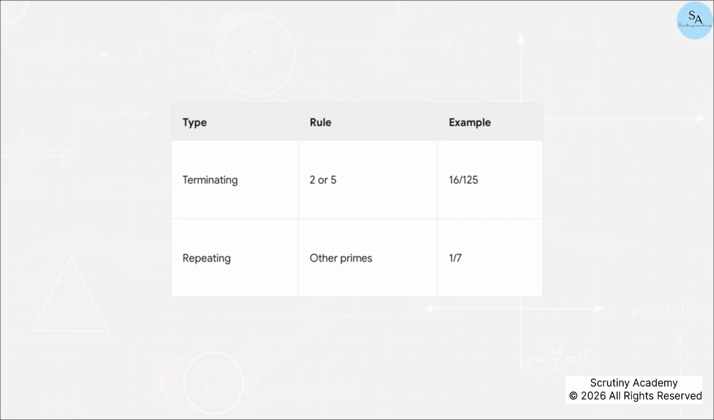But if any other prime number sneaks its way into that denominator's fingerprint, like a 3 or a 7 or an 11, that decimal will stubbornly repeat forever. Take 1 over 7. The denominator is 7. It's obviously not a 2 or a 5, so it becomes 0.142857, repeating infinitely. Just check the bottom primes, and you literally know the future of that decimal.